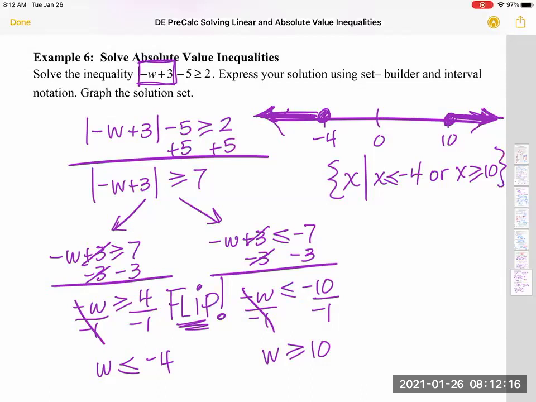Interval notation, you're going to need 2 intervals. So left to right, -infinity to -4 with a bracket, in union with a bracket 10 to positive infinity. Okay.